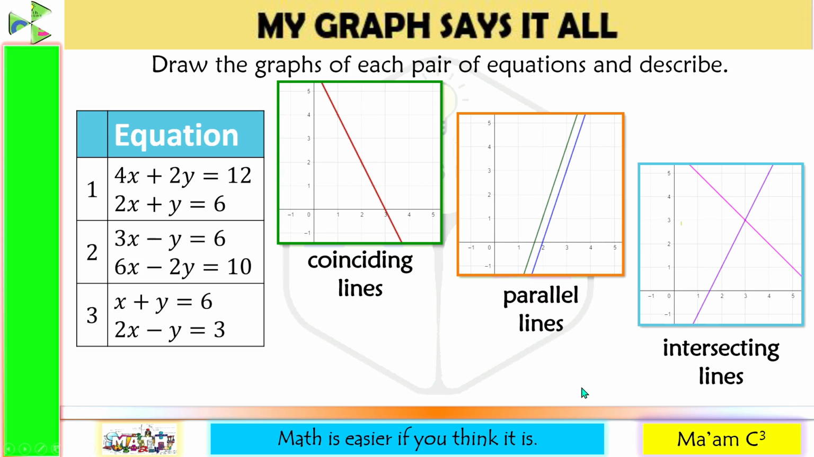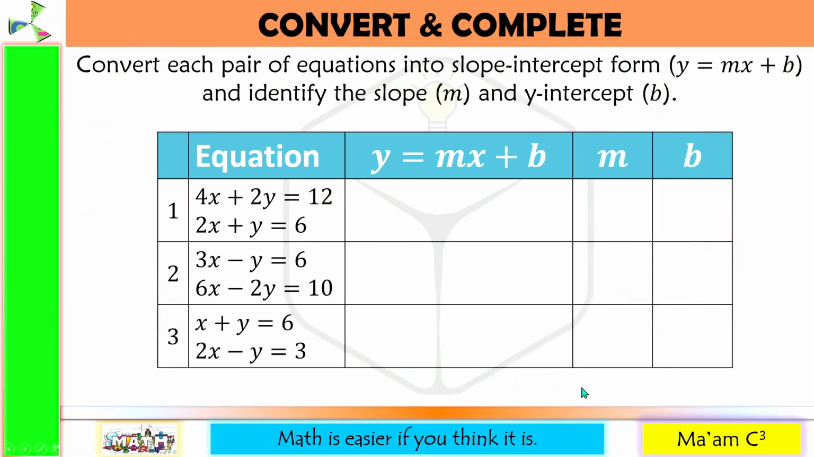Let's have another activity. Convert and complete. Convert each pair of equations into slope-intercept form. That is y equals mx plus b. And identify the slope, m, and the y-intercept, b. We already discussed in our previous lesson how to convert equations into slope-intercept form. You may check on our previous lesson to recall on this topic. So let us convert this one.